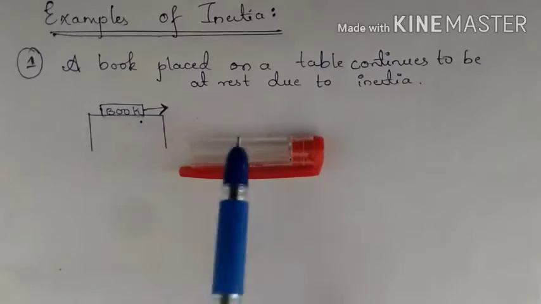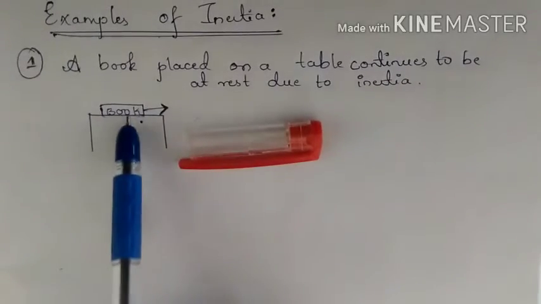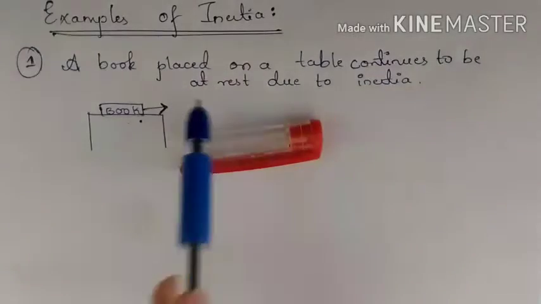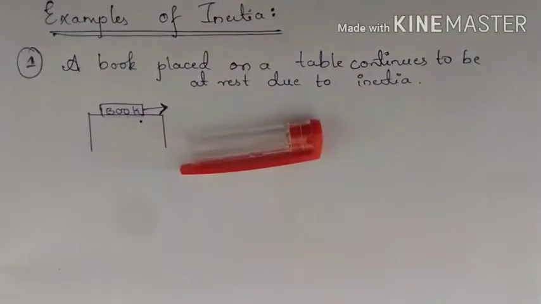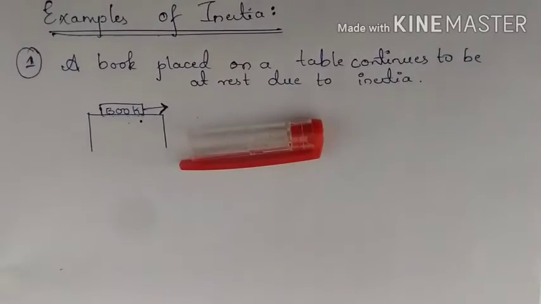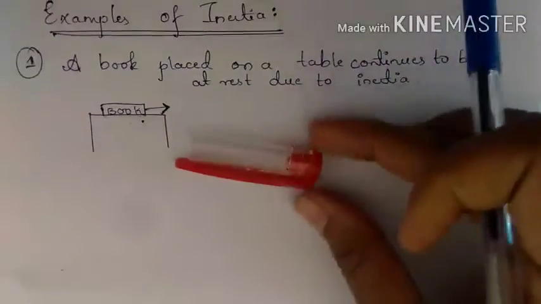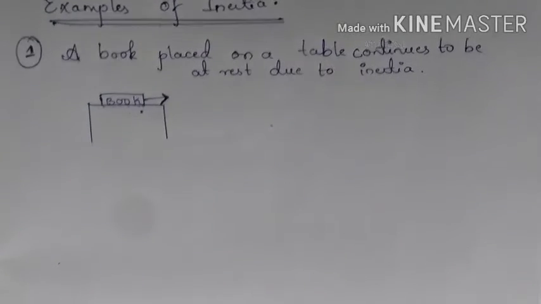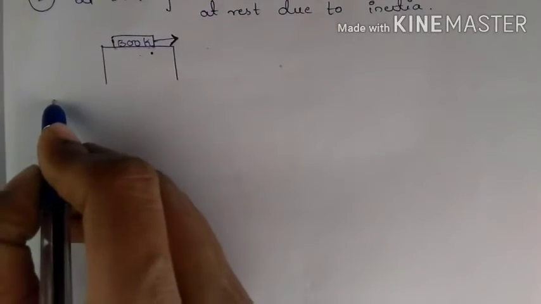So this example is similar to the previous one. A book placed on a table continues to be at rest due to inertia. It is displaced when a person pushes it with a force. So hope you have understood this first example. Let us move to the second example. What is the second example?